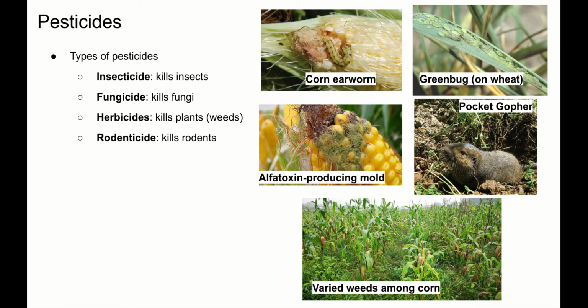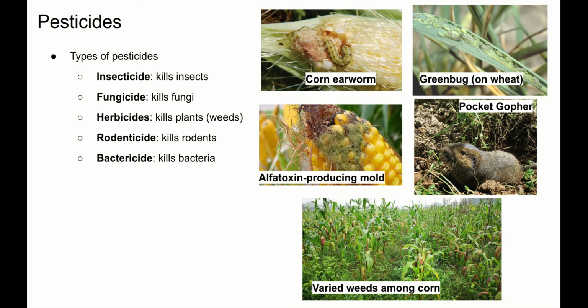Rodenticides are chemicals that kill rodents, like this pocket gopher that loves to eat all vegetables that are low to the ground or in the ground. Think carrots, potatoes, all tubers, peas, and other things that are close to the ground. And bactericides, which kill bacteria.